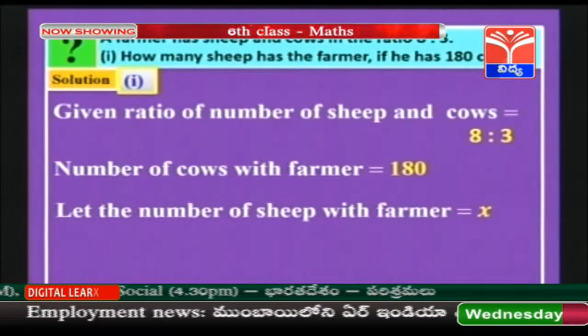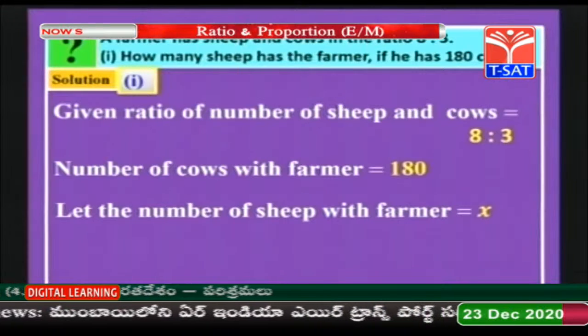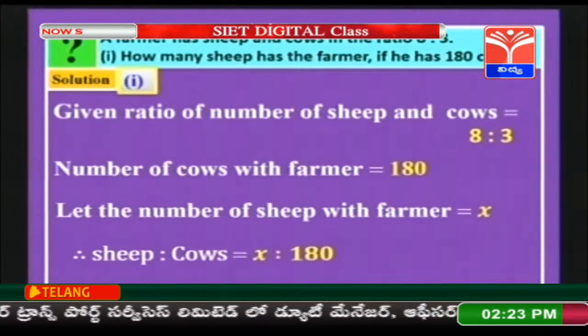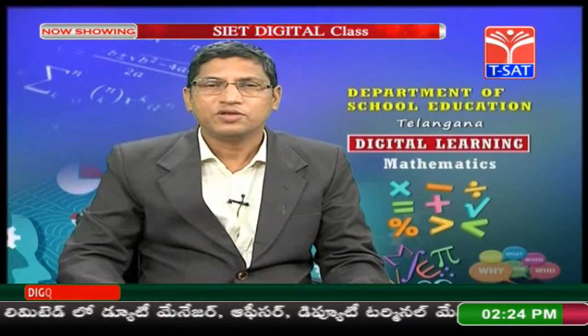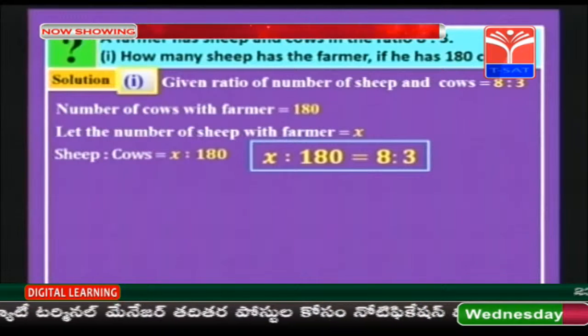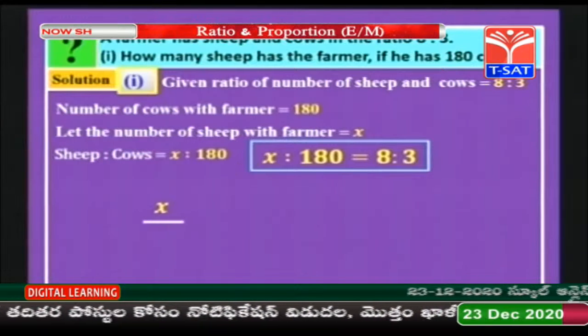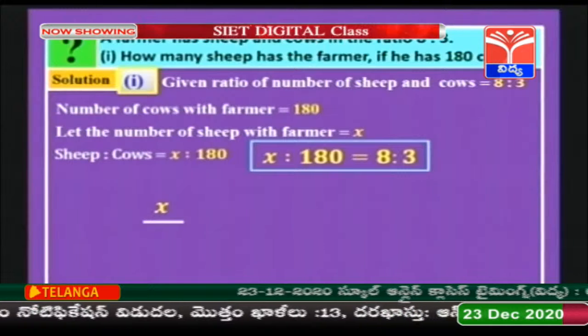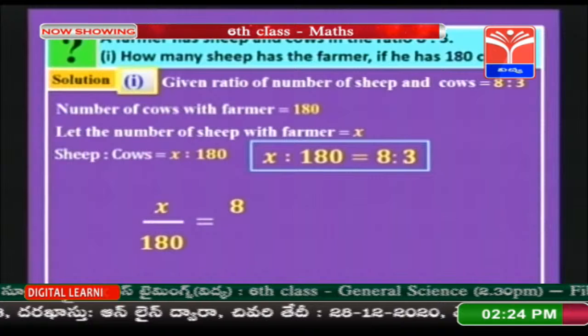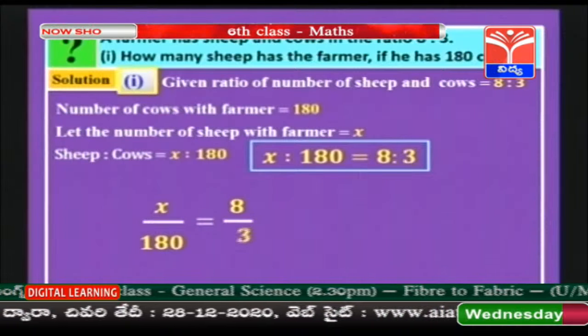Let us assume the number of sheep with the farmer is equal to x. I can write the sheep to cows ratio is x is to 180. So therefore, x is to 180 is equal to 8 is to 3. Now let us solve this, children. So x is to 180 can be written as x by 180, that is equal to 8 is to 3, which is written as 8 by 3.